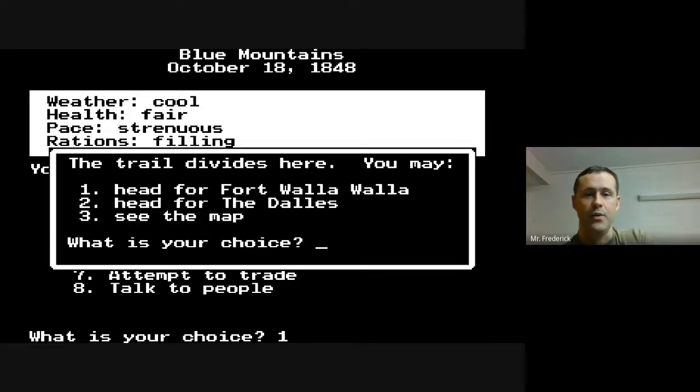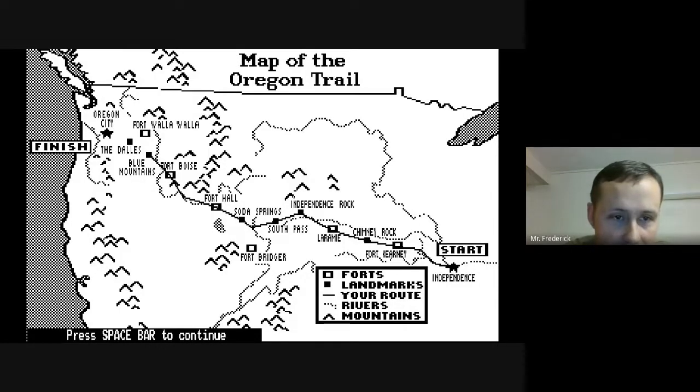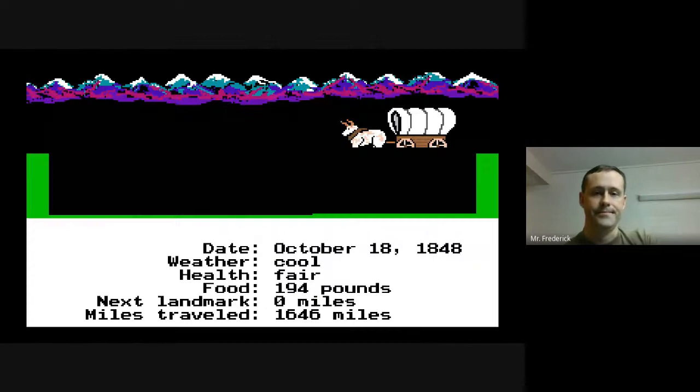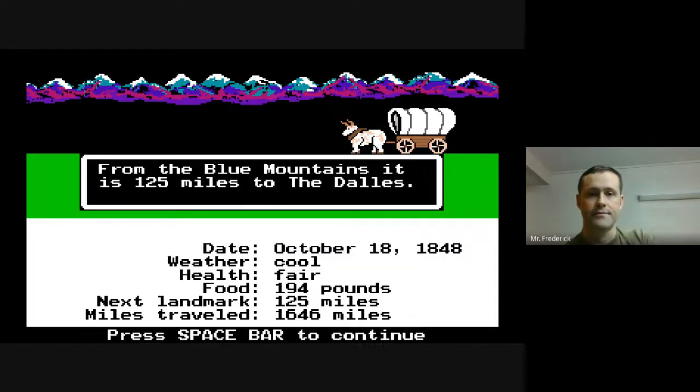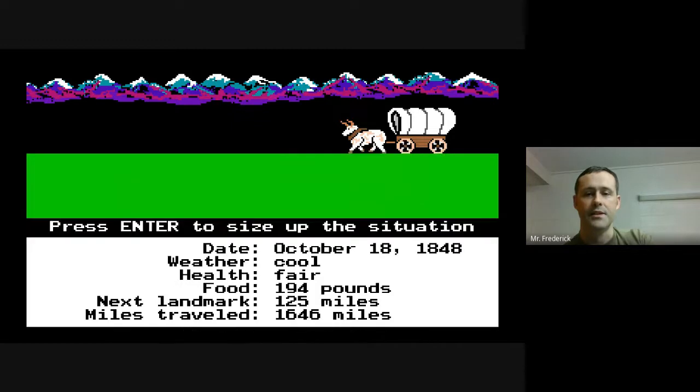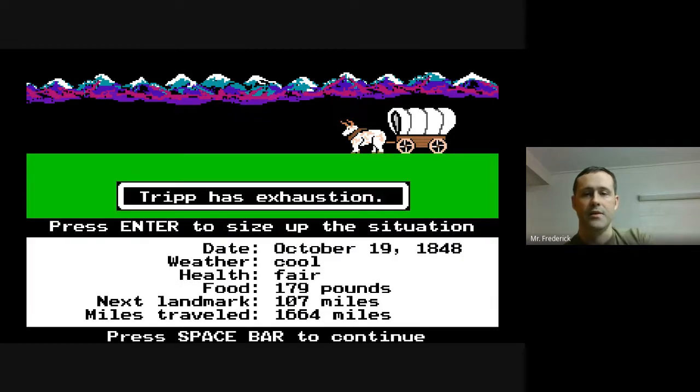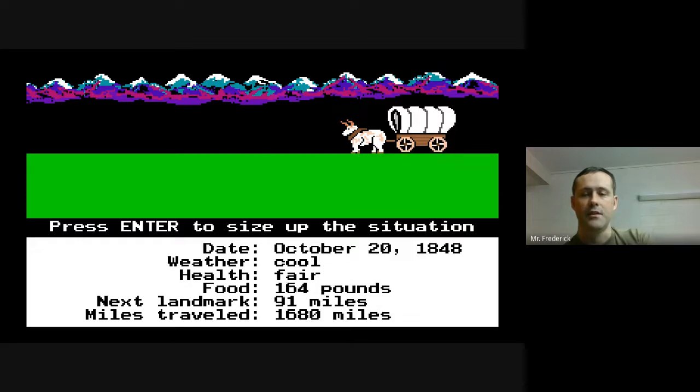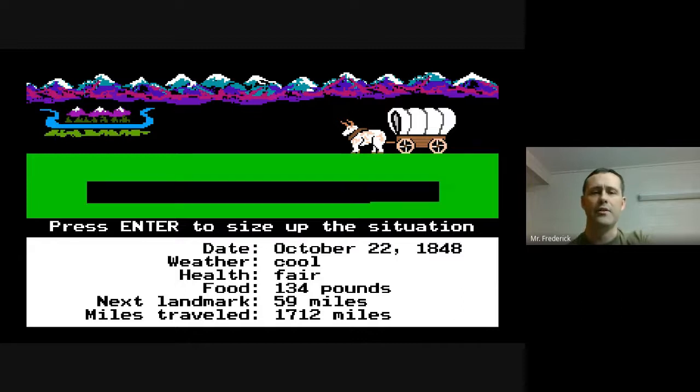All right, the trail divides here. You may head for Fort Walla Walla or head for the Dalles. Let's take a look at the map. All right, the Dalles is closer. We're going to try that. From the Blue Mountains, it is 125 miles to the Dalles. Okay, weather's cool. Trip has exhaustion. Oh no, he never gets tired. Cool weather, fair health, 134 miles.